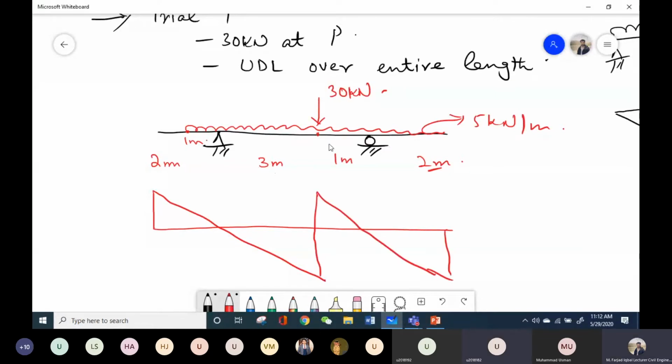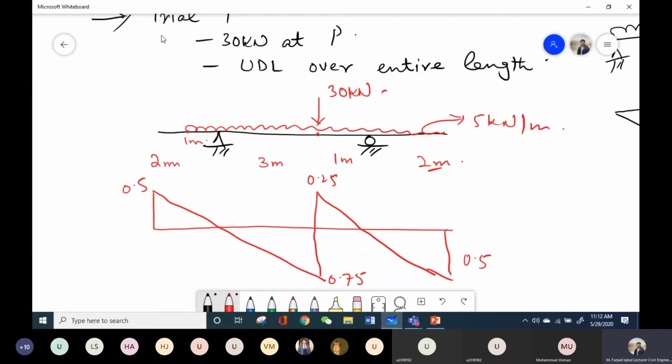So from the influence line diagram, I have seen that there is a point 0.25 and 0.7, and this is 0.5, and this is 0.5. So from this influence line diagram, I will figure out at what point I should place this 30 kilonewton load to get the maximum value of shear force, and at what location I will place this UDL to get the maximum value.